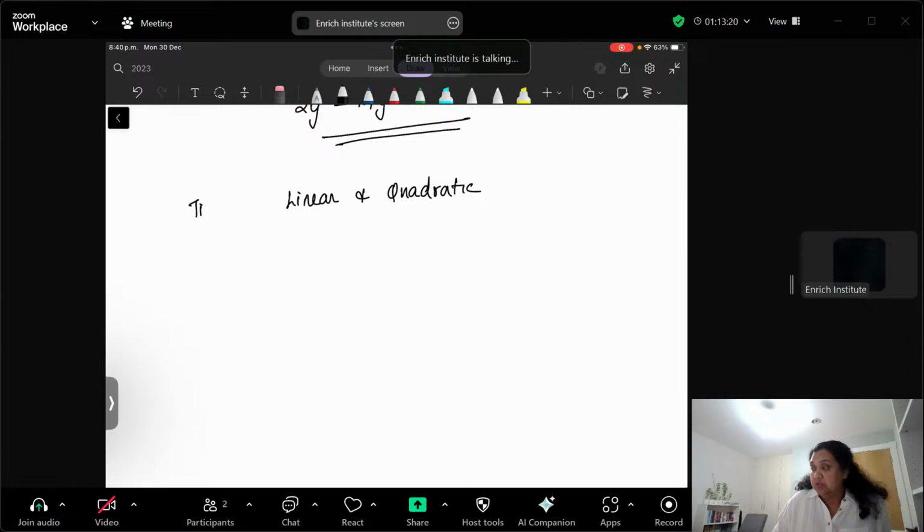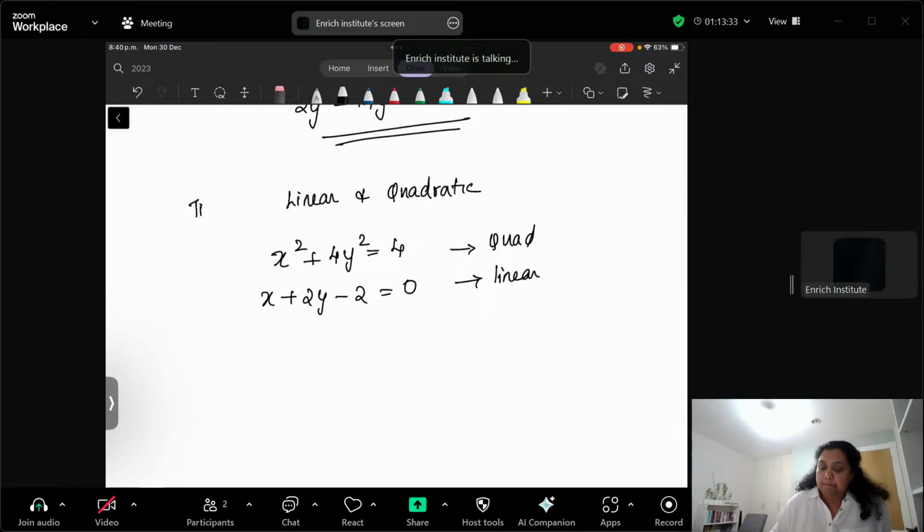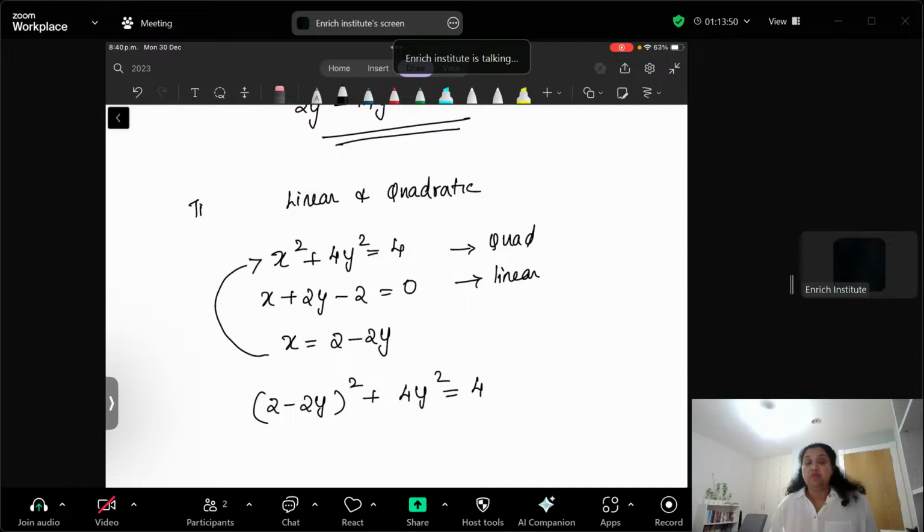Another question, x square plus 4y square is equal to 4. x plus 2y minus 2 is equal to 0. So this is a quadratic, this is a linear. You take x is equal to 2 minus 2y and then sub it into the quadratic equation. So instead of x, you write 2 minus 2y the whole square plus 4y square is equal to 4. Then simplify this and you will be able to solve it.